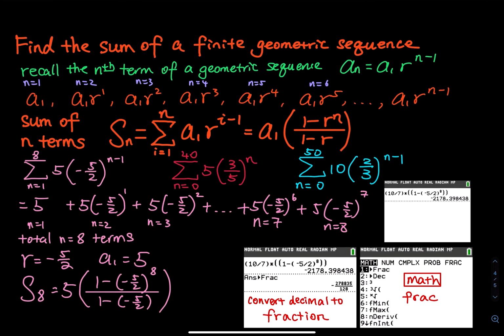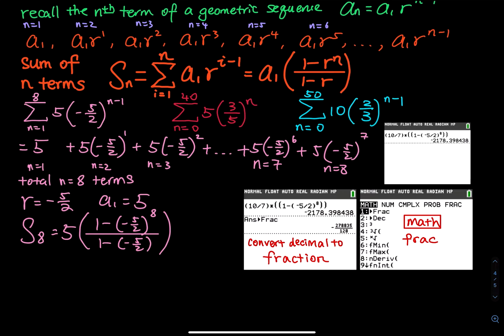So after taking the 8th power, both the denominators and numerators are pretty big. Plus, you have to find the common denominator, which is pretty annoying. So what I am going to do is take care of the denominator. The denominator is 1 plus 5 over 2, which is 7 over 2. And then 5 divided by 7 over 2 is 10 over 7.